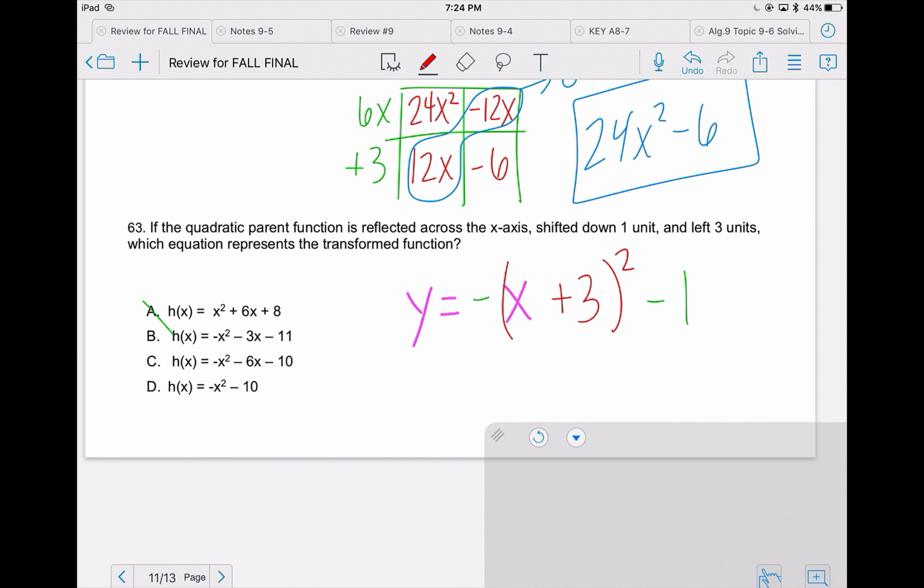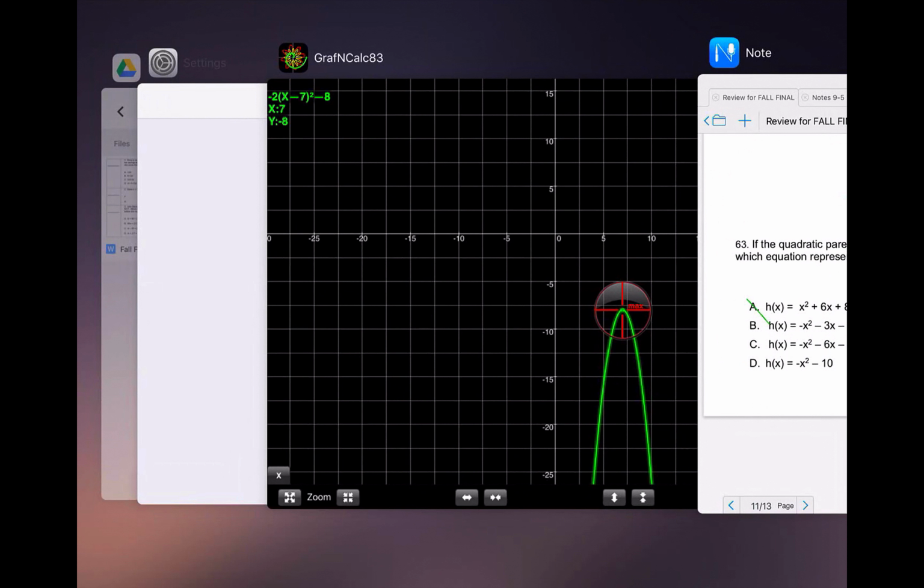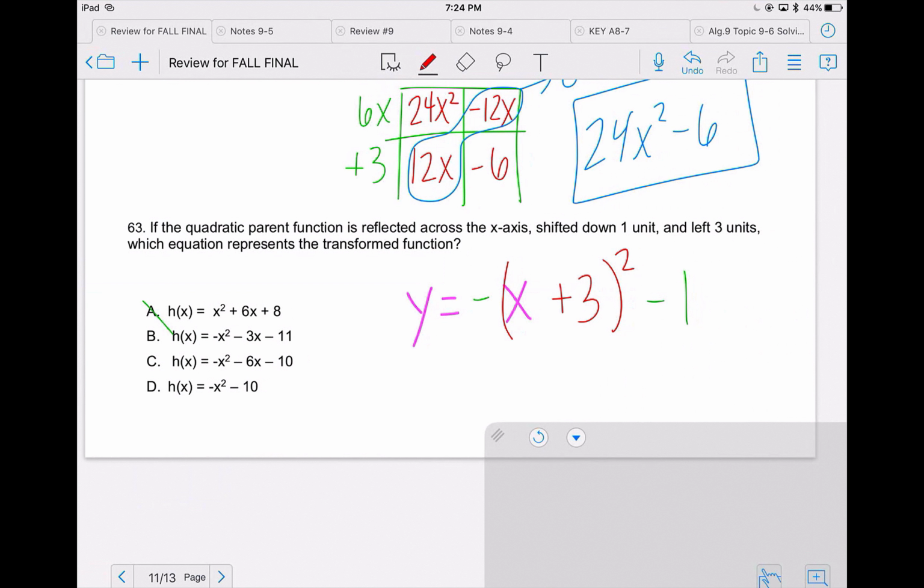Now, none of my answers look like what I wrote. So what you could do is plug all of those into y equals and see which of them looks like the description that was given. Or you could multiply out what you were given.